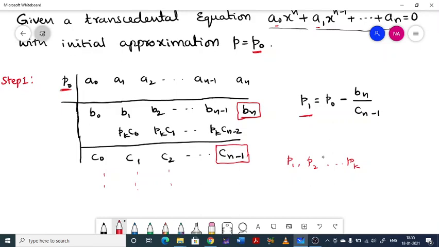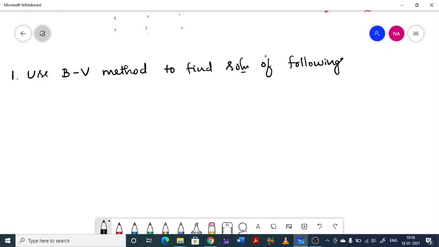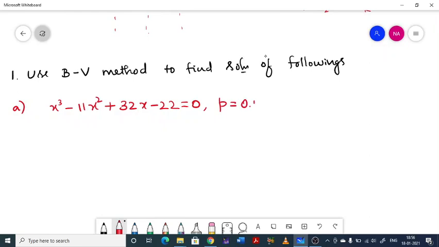First problem, problem 1. Use the Birge-Vieta method, BV method, to find the approximate root of the following equation: x cube minus 11x square plus 32x minus 22 equal to 0, and take the given p as the initial approximation p0. P is 0.5.